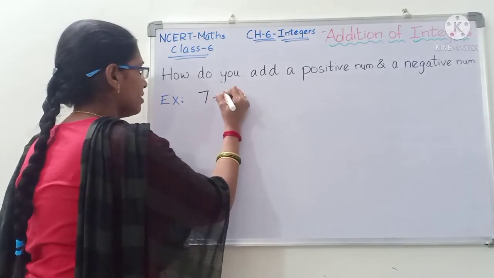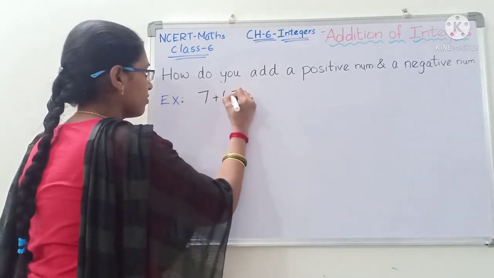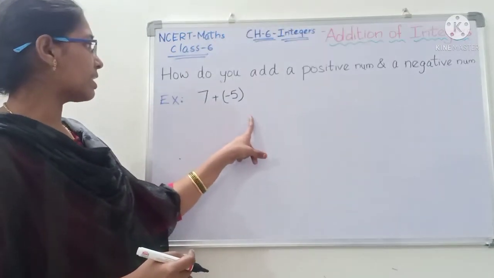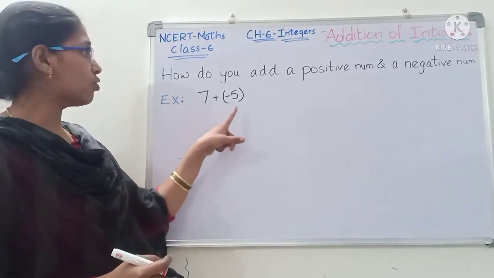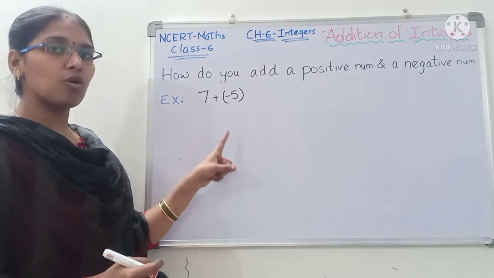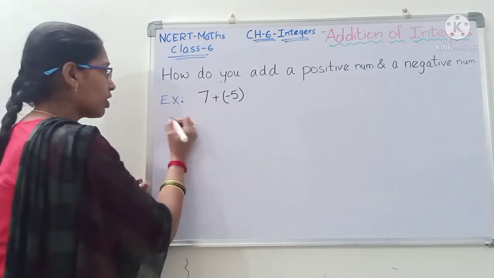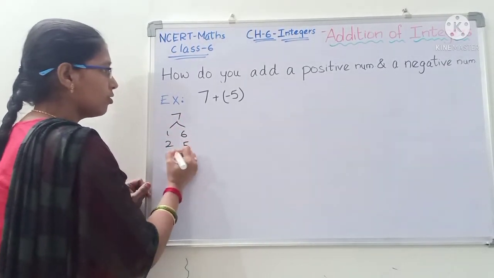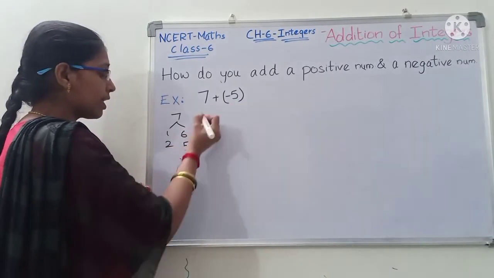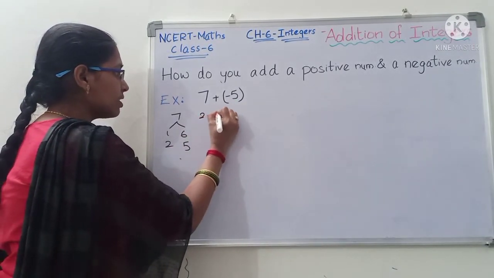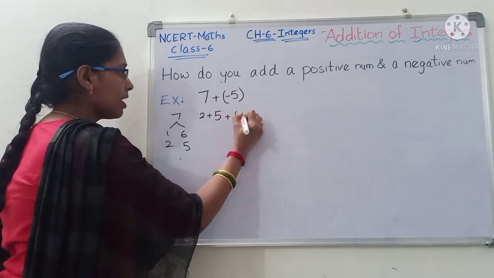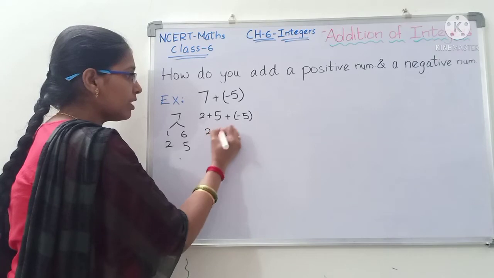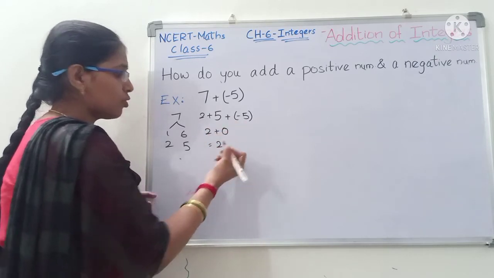7 plus minus 5. See children, the question is 7 plus minus 5. So, one number is positive, one number is negative. Let's solve it step by step first. How can you write 7? 7 can be written as 1 and 6, 2 and 5. Here you have minus 5, right? So, let's write 7 as 2 plus 5. Then you have minus 5. Now, 5 minus 5 is 0. 2 plus 0. The answer is 2.